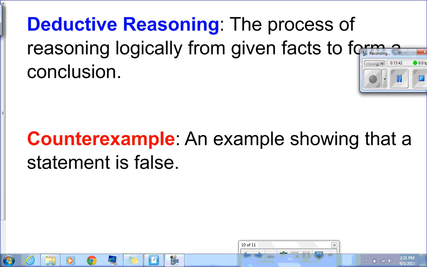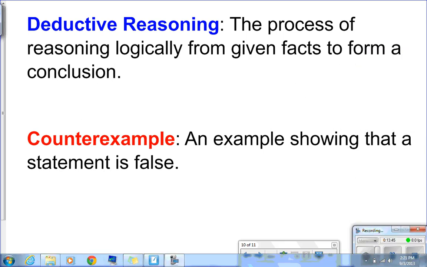So the last thing I want to talk about is deductive reasoning. You use deductive reasoning a lot when you're solving mathematical problems and when you're trying to prove things. So, it's the process of reasoning logically from given facts to form a conclusion. In the previous problem, I went from a long algebraic expression and I simplified it. That is a version of deductive reasoning. Sometimes we can prove things are wrong by showing a counterexample. So a counterexample is an example showing that a statement is false.